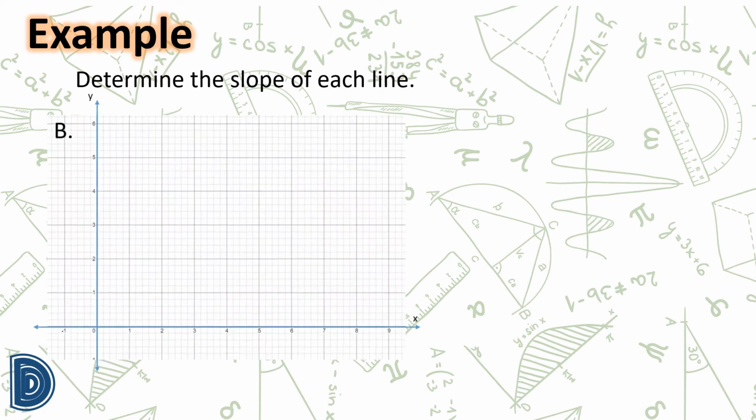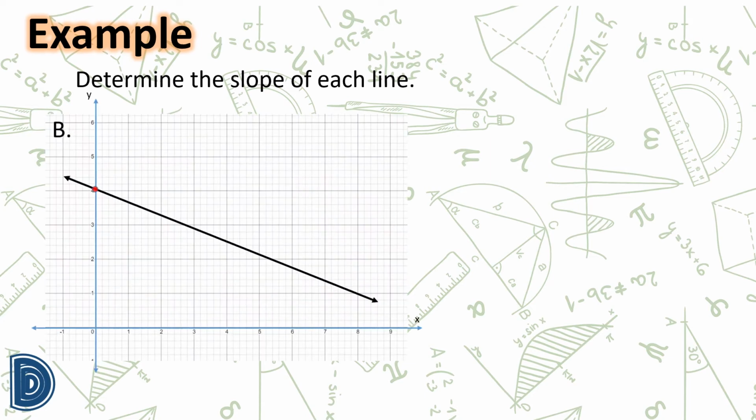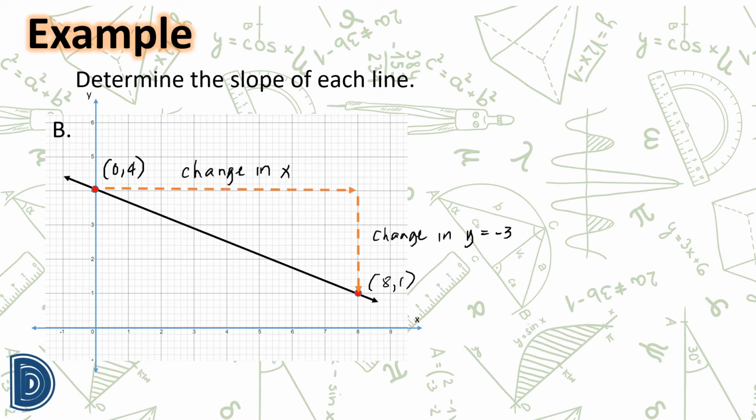Let us have another example. A line and 2 points are chosen. We have (0, 4) and (8, 1). Observing the changes in y-coordinates and x-coordinates, from (0, 4) to (8, 1), the y-coordinates change from 4 to 1, so the change in y is negative 3. Also, the change in x-coordinates is 8 units. Hence, the slope of this line is equal to negative 3 over 8.